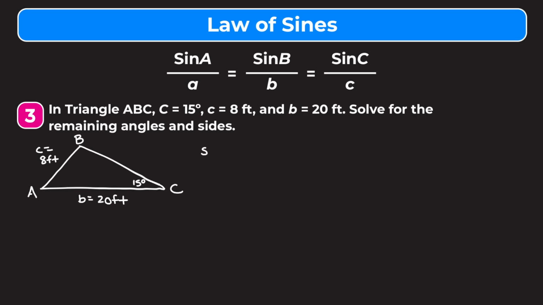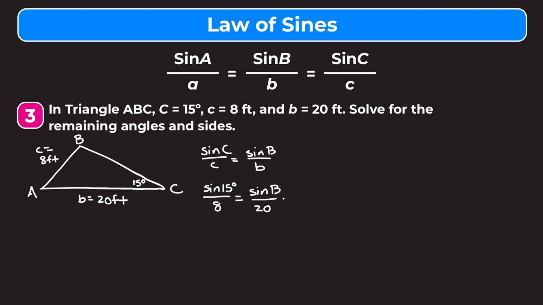So we're going to say that the sine of angle C over side C is equal to the sine of angle B over side B. We're going to plug in what we know. So we know angle C is 15 degrees and side C is 8 feet. Set this equal to the sine of B over side B, which is 20 feet.